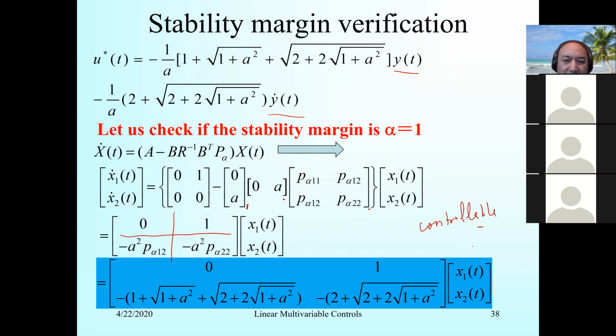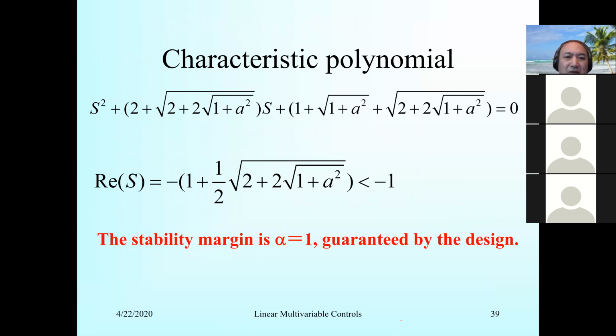Controllable form. So in other words, this equation, with minus A1 minus A2, will get a characteristic equation like this, plus A1 plus A2. Okay. By doing that, you can see what's the real part of that. You can do some manipulation on the real part of the equation. Then this one is definitely less than minus 1.